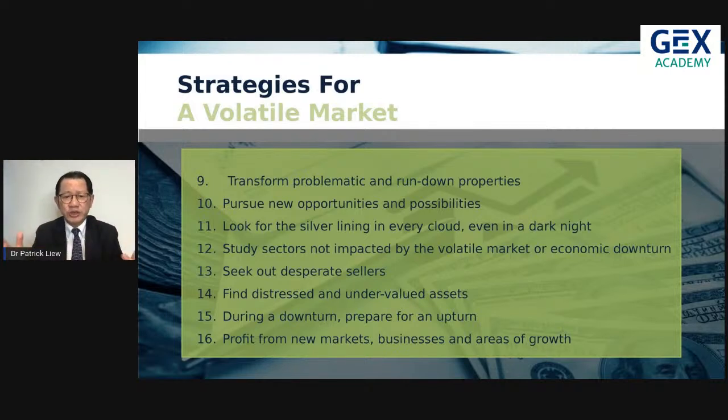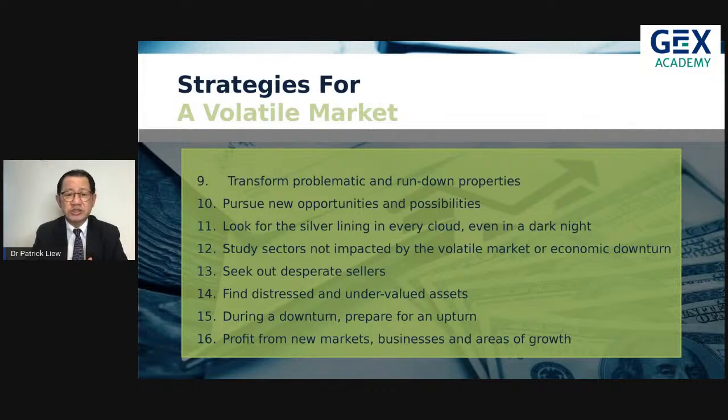But during such hard times, there will be a lot of interesting businesses, interesting companies, interesting stocks and shares, and interesting properties that are available at a very low price. Find distressed and undervalued assets. So in a short while, I will invite you to a masterclass and show you some of the opportunities available, especially during this time.